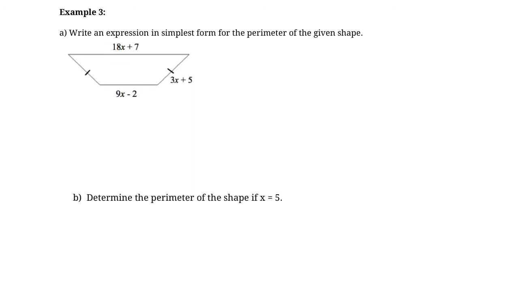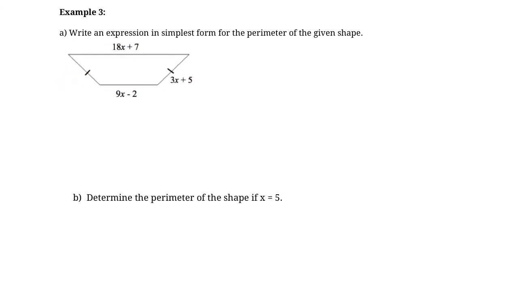All right, here's the final example, just kind of like a challenge problem-solving type of question. So we are asked to write an expression in simplest form for the perimeter of the given shape. In case you've forgotten, to find the perimeter of any shape, you simply need to take the sides and add them together. So we have a trapezoid here, and to find the perimeter, we just need to add all 4 sides together. But what I do notice is that there isn't anything written here for this left-hand side.